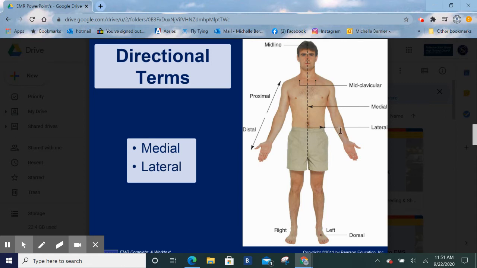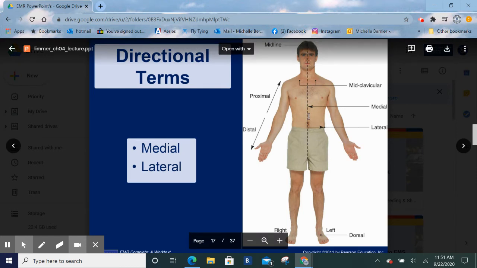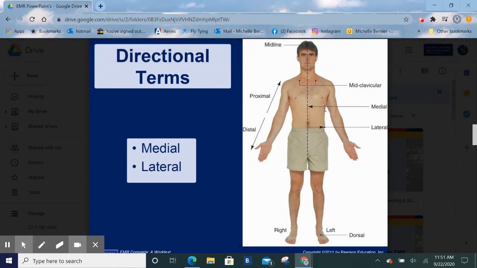Lateral means it's going away from the midline. It's coming away from that, okay? So we have the midline down the center, and we refer to anything that is coming close to, it's medial. Anything that is away from, it's lateral.